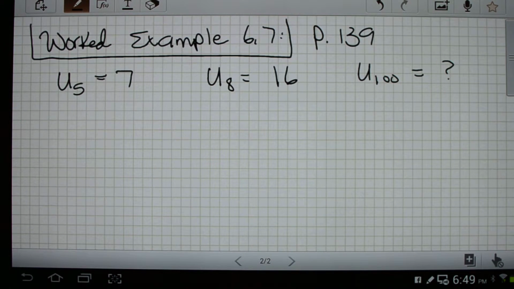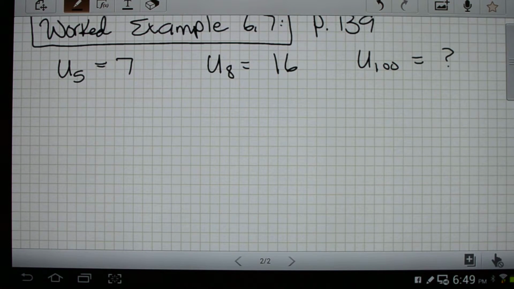Actually, there's a process that Logan discovered. I never knew it before. It turns out the mark scheme uses this a lot to find the common difference when you know two random terms, like U5 and U8. They're not spaced that far apart, so it wouldn't be too difficult to figure that out.